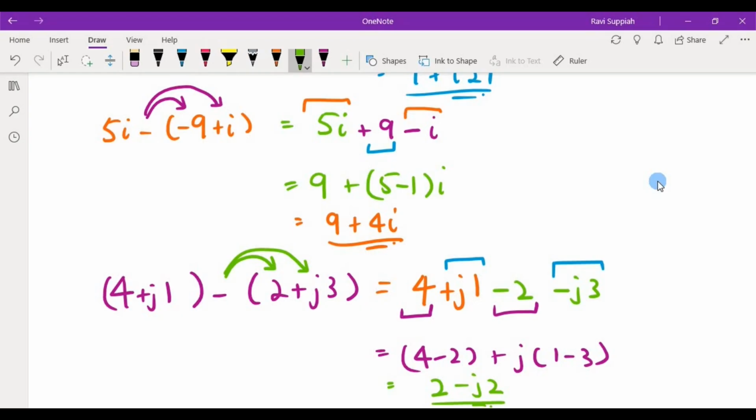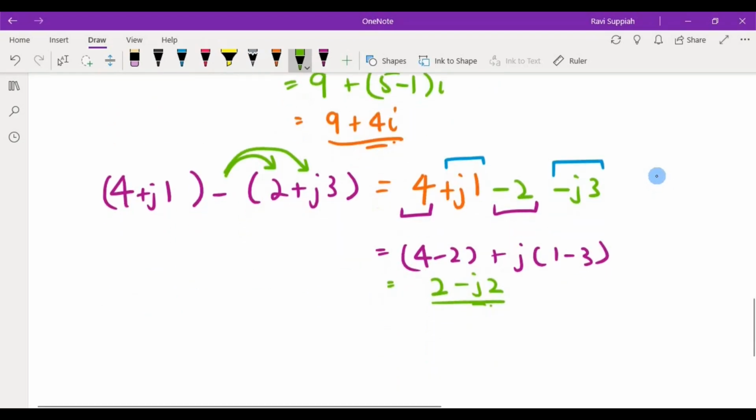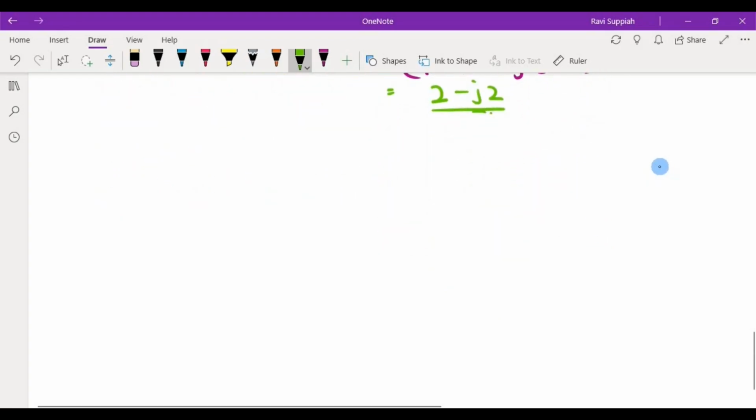So that wraps up the addition and subtraction part of the complex number operations. Right now, let's move on to multiplication.